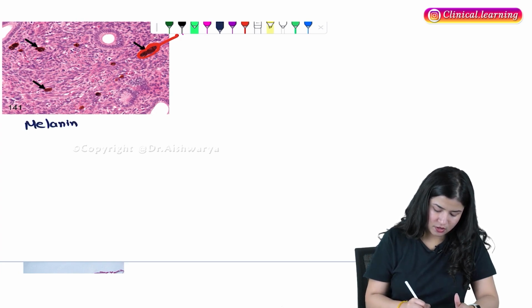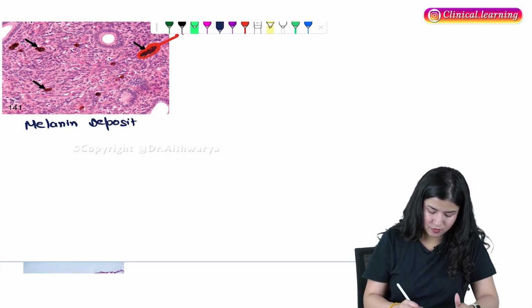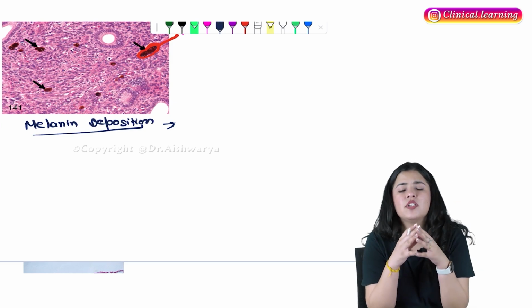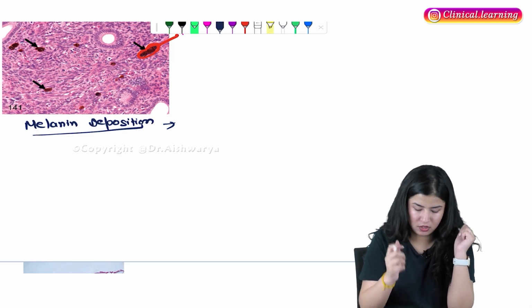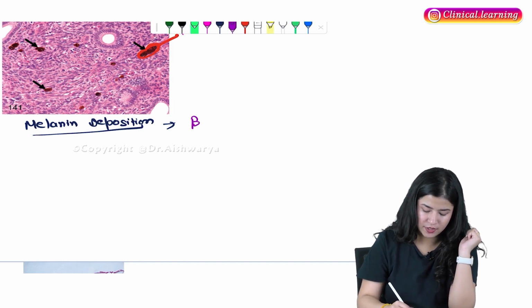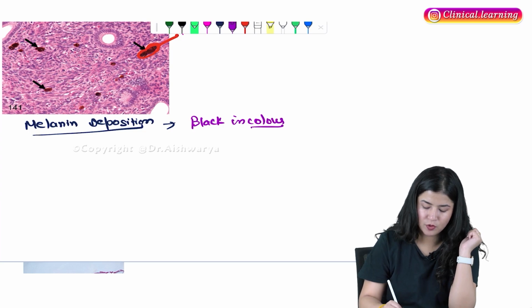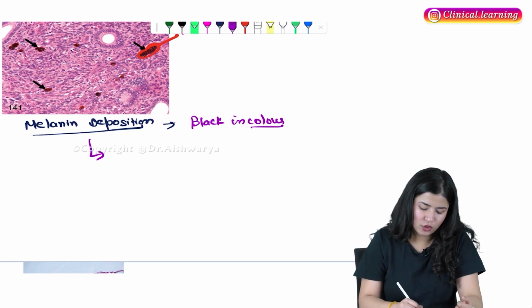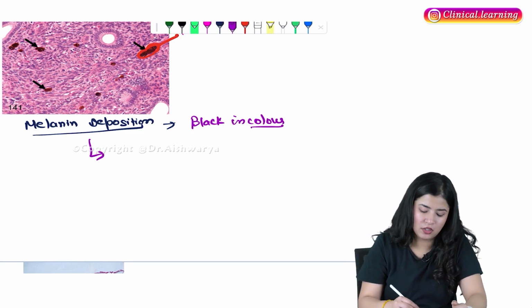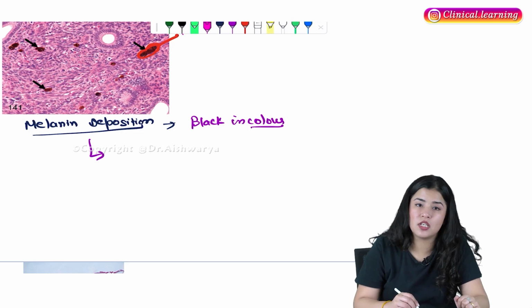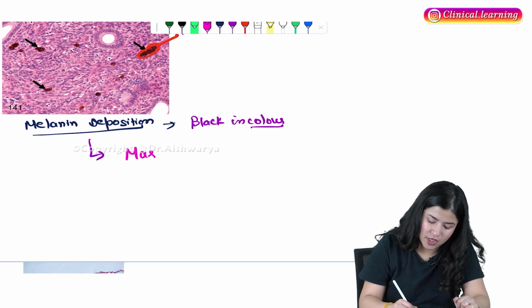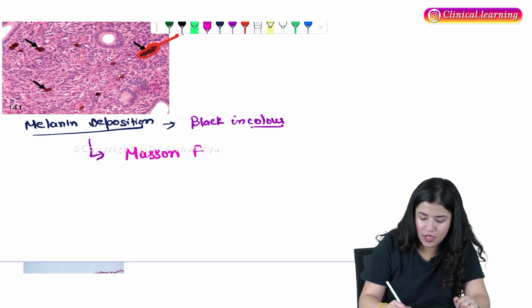Melanin deposition. Now you know what is the color of melanin. Generally, melanin is black in color. What is the color? That is black in color. Okay. Now, what stain can you use here? It is important. An MCQ can be asked on the stain, that is Masson-Fontana stain.